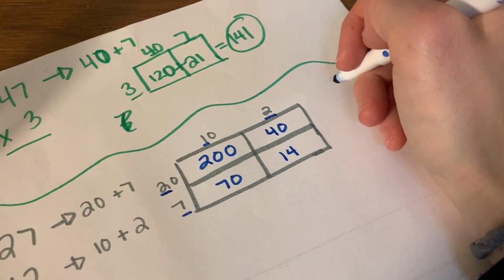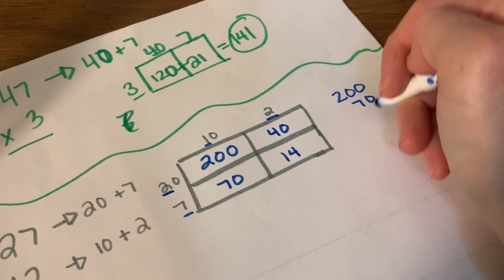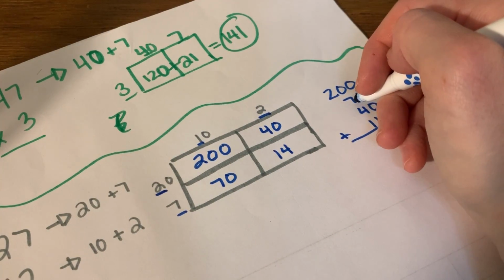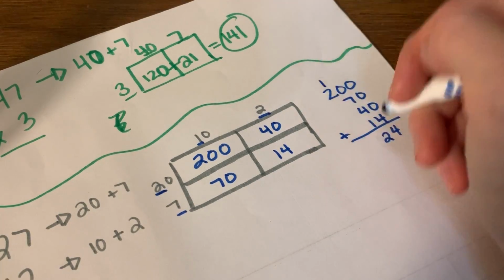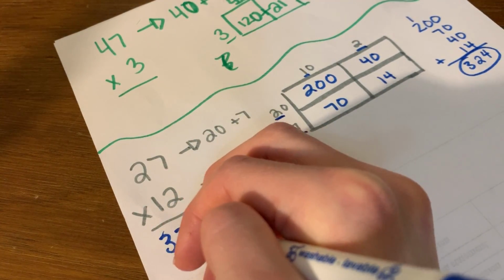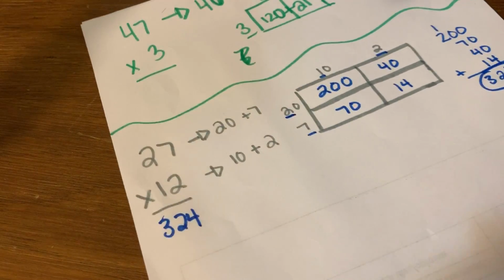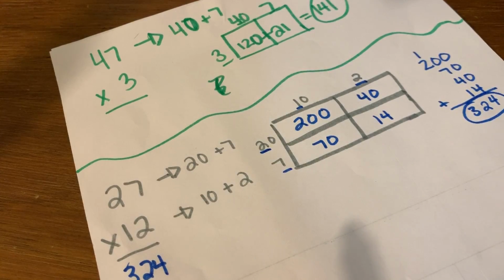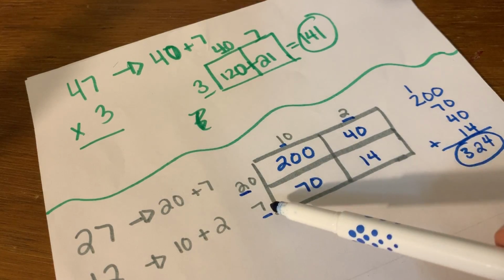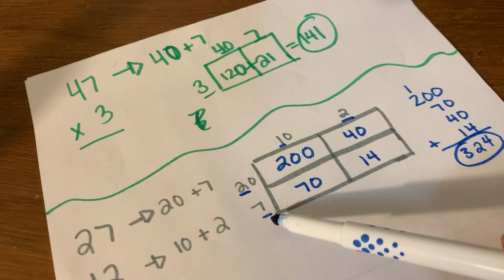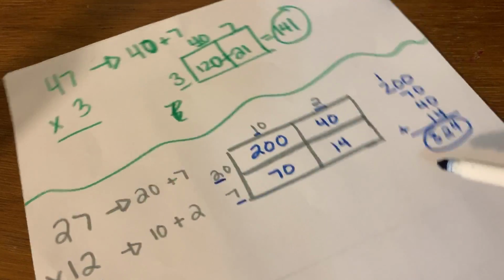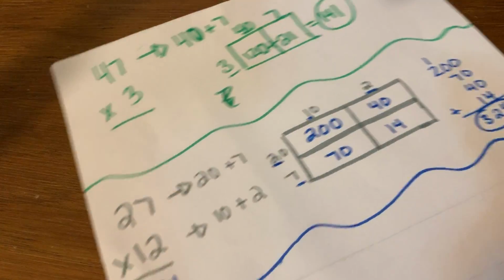So now I have 4 numbers to add together. 200 plus 70 plus 40 plus 14. 4, that would be 11, 12, 324. So the answer to 27 times 12 is 324. Okay, all I did was put both numbers into expanded form, drew an area model. 20 times 10 gives me 200. 7 times 10 gives me 70. 20 times 2 gives me 40. And 7 times 2 gives me 14. And I add all of them together. That's all I have to do.